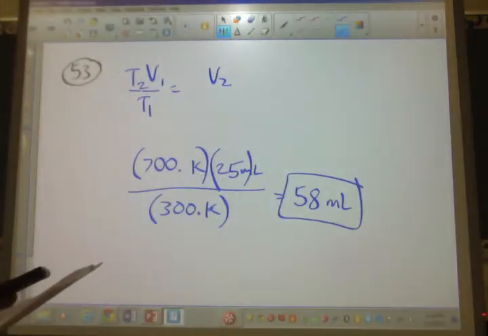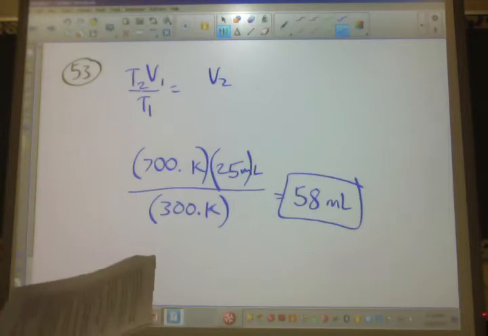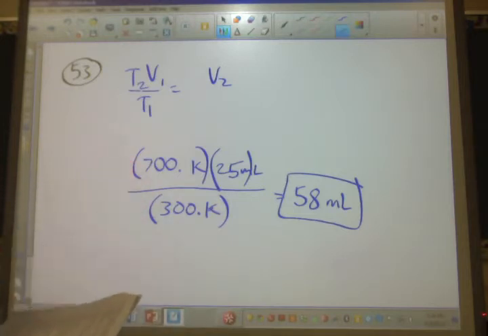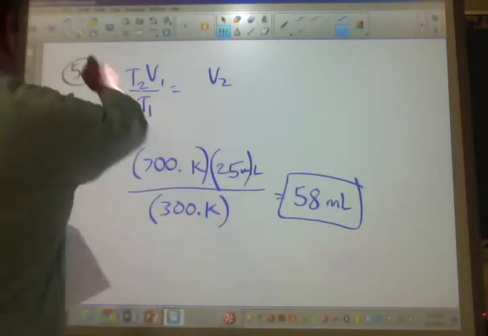And you might think, wait, it went from 27 to 427, so shouldn't it go up by like 15 times? Well, not really, because in Celsius it didn't really, the temperature didn't go up by 15 times. It only went from 300 to 700, so it went up by, what is that, 233%, something like that. Alright, 54.